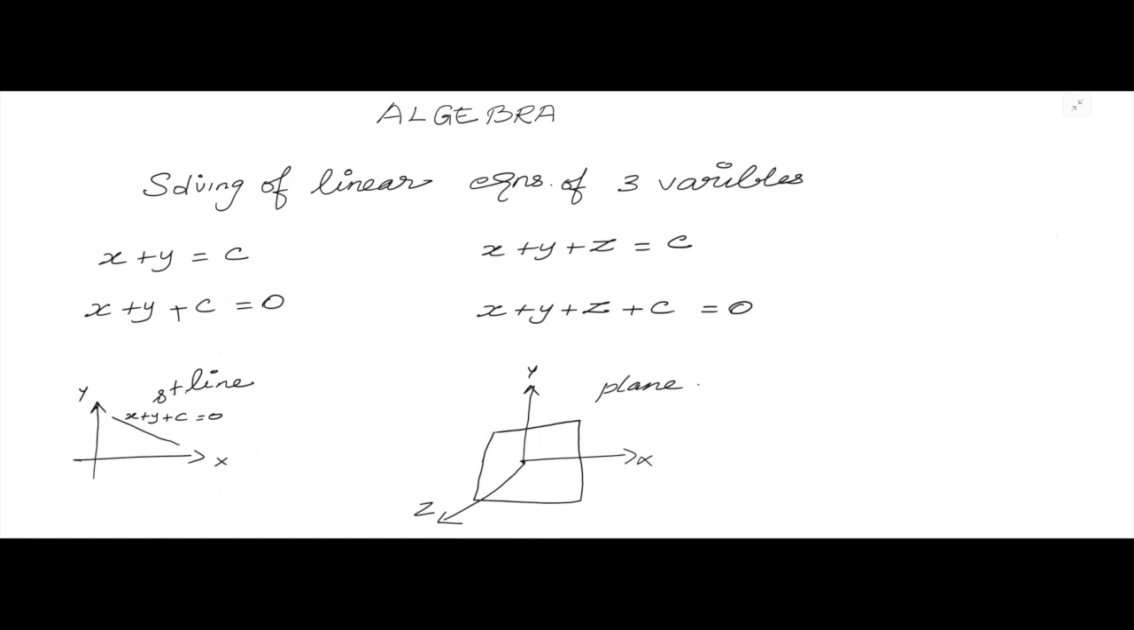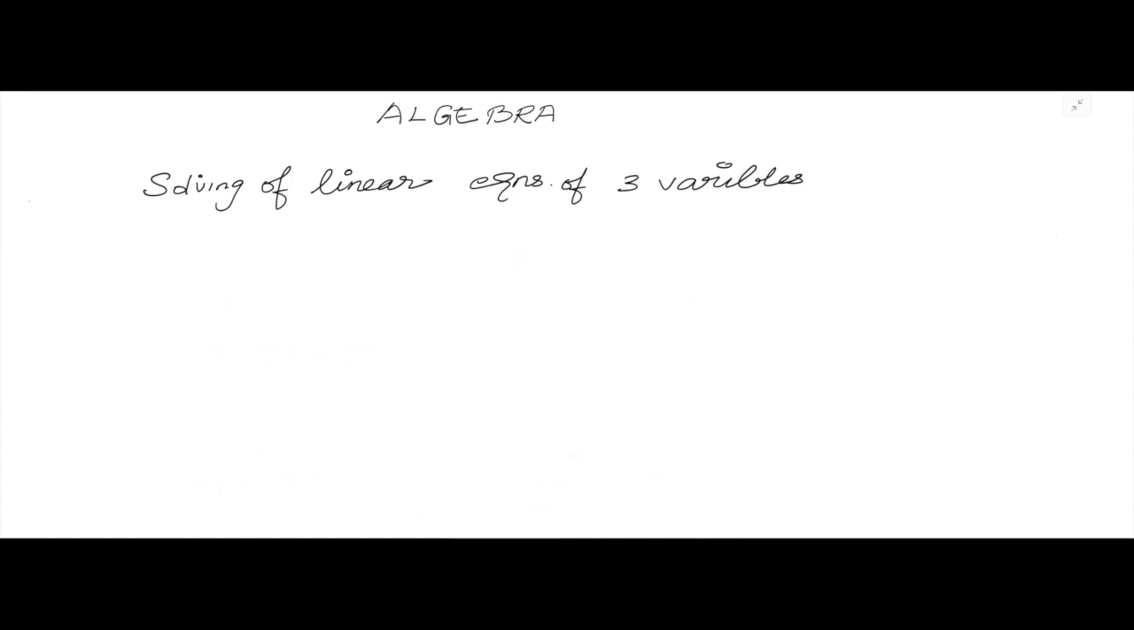Clear, ma'am? Shall we go and solve the problem? We'll begin with the example. Example 3.1. The father's age is 6 times his son's age. After 6 years, the age of the father will be 4 times his son's age. Find the present age of the son and father.